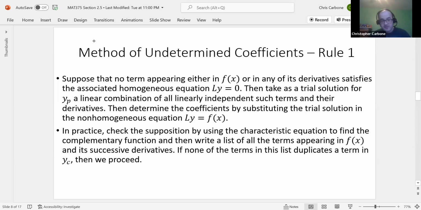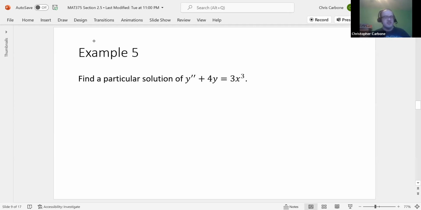In practice, we want to check the supposition by using the characteristic equation to find the complementary function, and then write a list of all the terms appearing in f of x and its successive derivatives. If none of the terms in the list duplicates a term in y sub c, that complementary solution, then we proceed. So what does that mean? Well, example 5, we're going to find a particular solution of y double prime plus 4y is equal to 3x cubed. So for this, we need to know our complementary function, always the general idea of it.